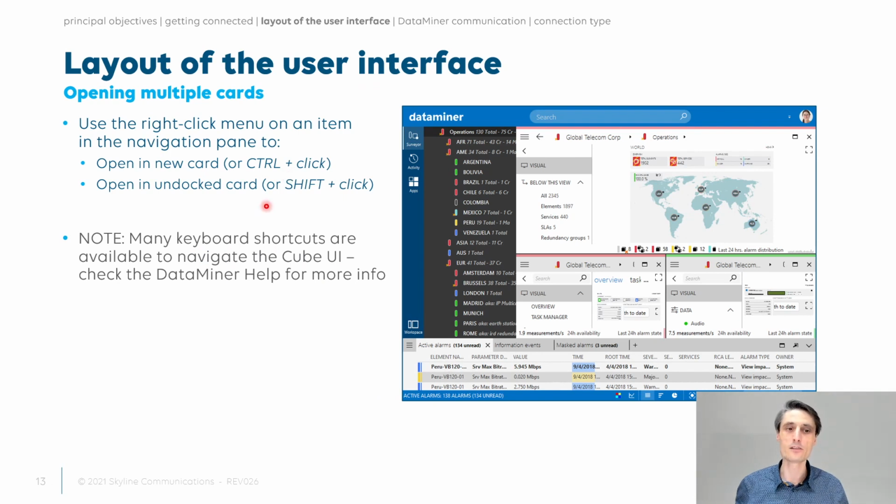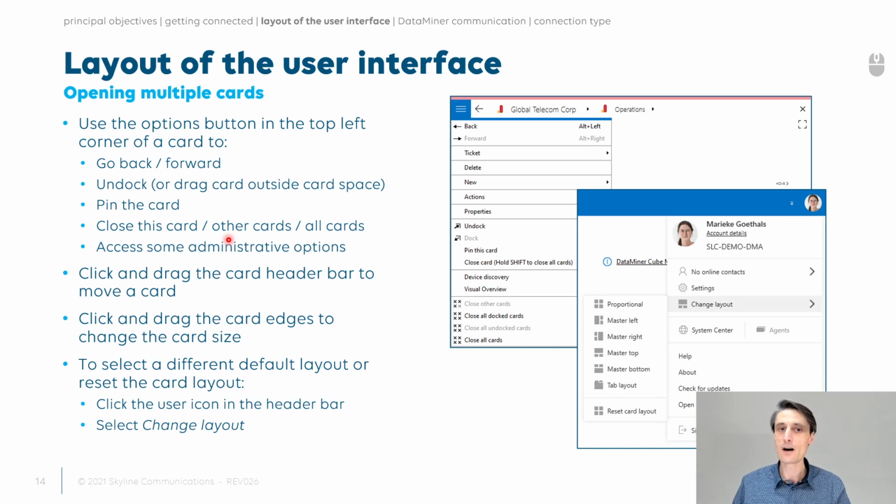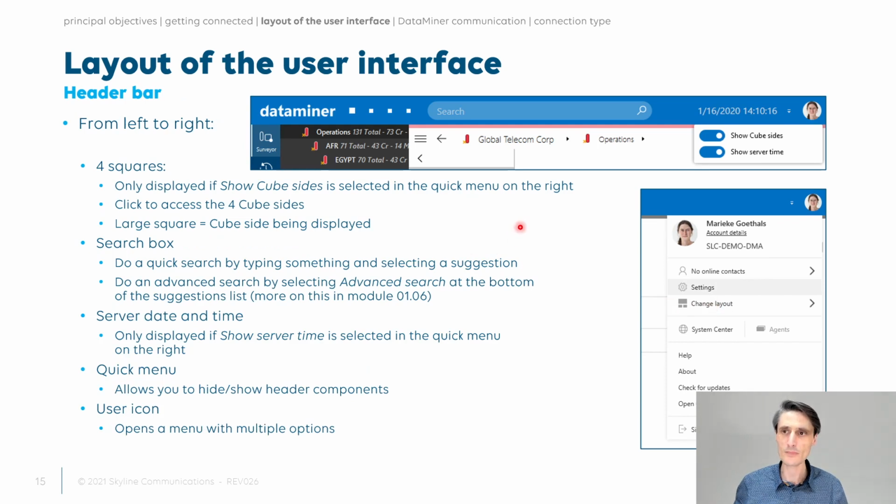Note that DataMiner Cube has a lot of shortcuts. You can take a closer look in the help for some more shortcuts, because you can basically operate DataMiner Cube without a mouse, using just the keyboard. If you're skilled in it, you can study some more keyboard shortcuts in the help. Now, opening multiple cards, as I already mentioned, you can drag and drop and move the edges to make them wider or bigger, and change the layout in the user menu. I already mentioned that.